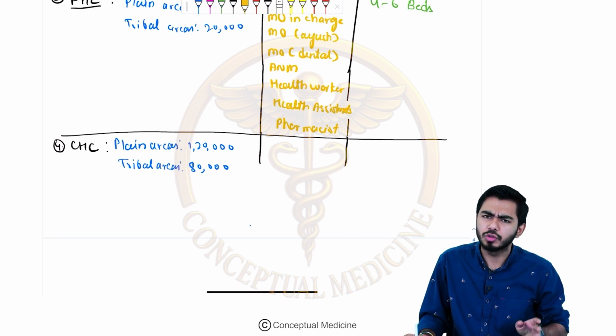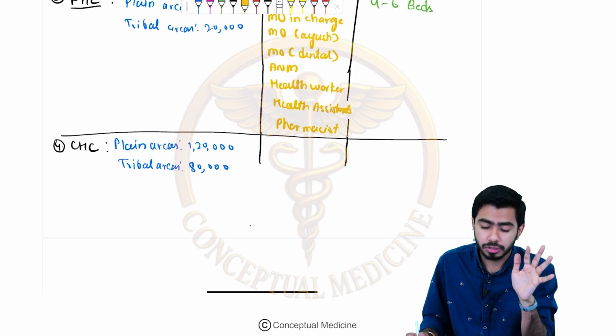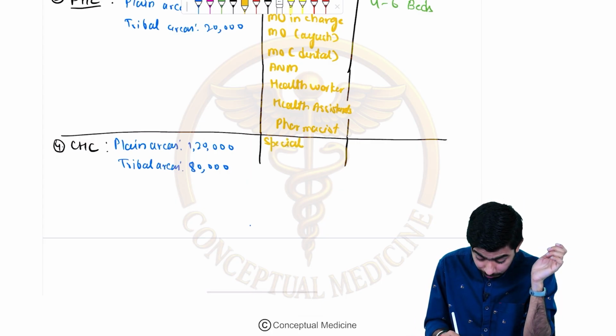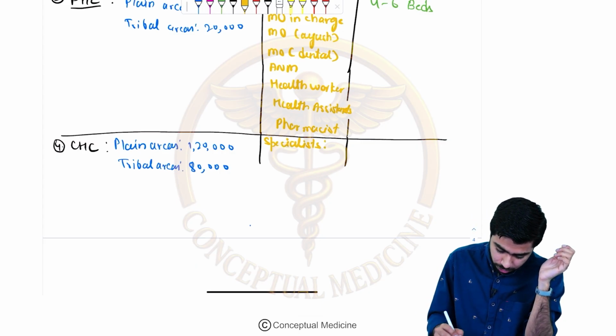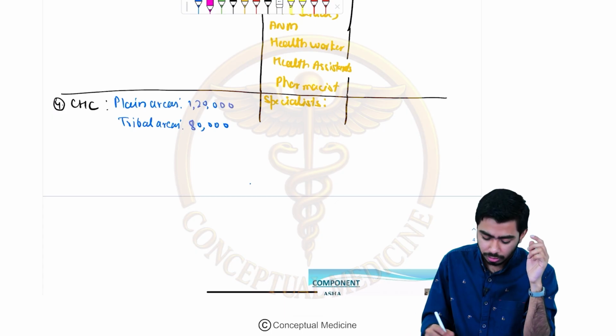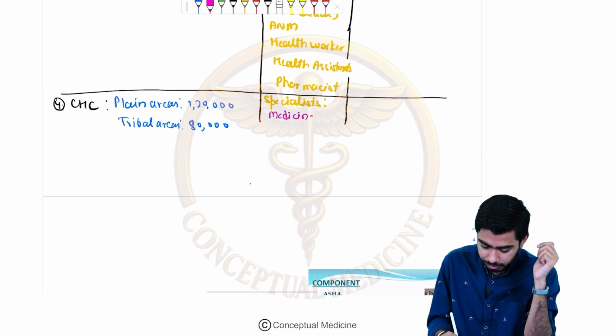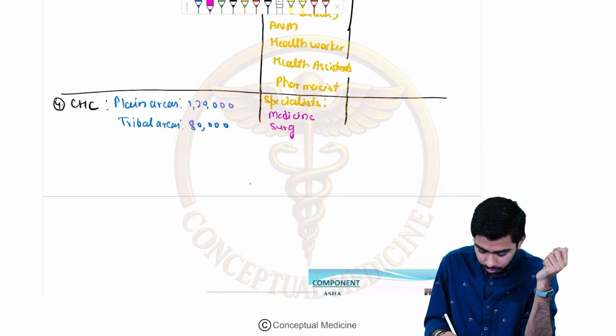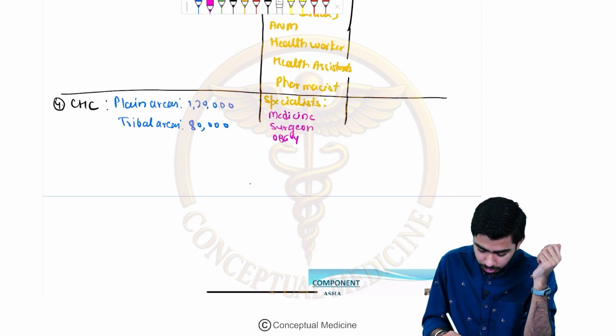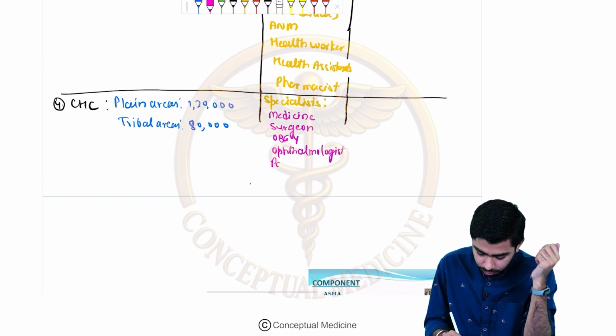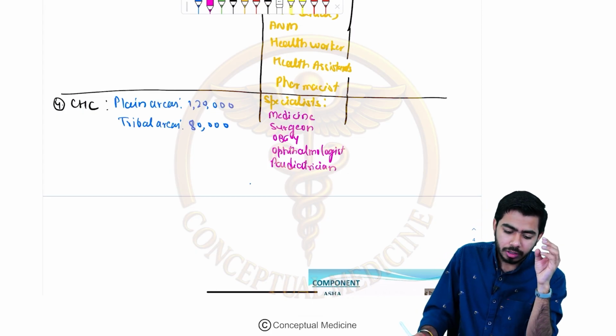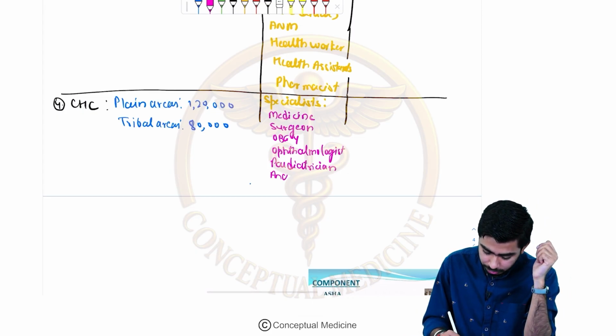If you talk about the workers present over there, guys, over here we are talking about specialists. Yes, doctors would be there, but specialists will also be there. In the specialist category, there could be the internal medicine doctor, MD medicine, right? Then there could be the surgeon, then the OBGY doctor, then the ophthalmologist, and the pediatrician should be present over there. Along with that, an anesthetist must be present over there, right?